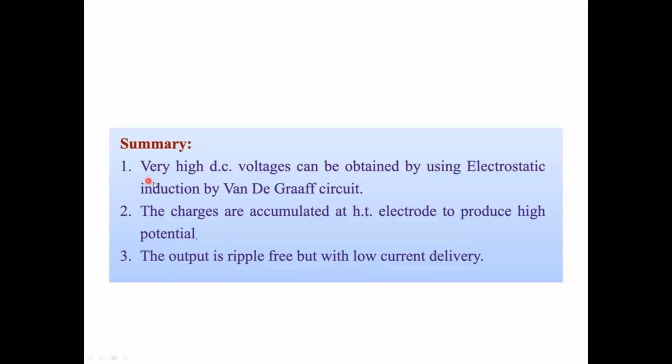So this is a summary. Very high DC voltages can be obtained by using electrostatic induction in the Van de Graaff generator. The charges are accumulated at the high tension electrode to produce high potential. The output is ripple free, but with low current delivery. So this is the total explanation of the Van de Graaff generator.